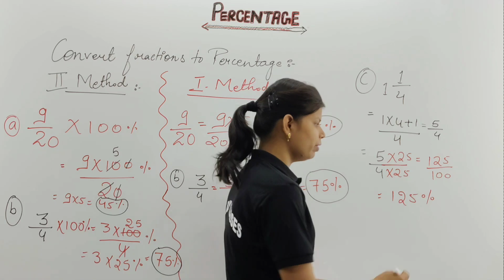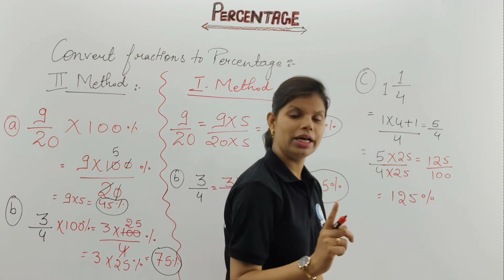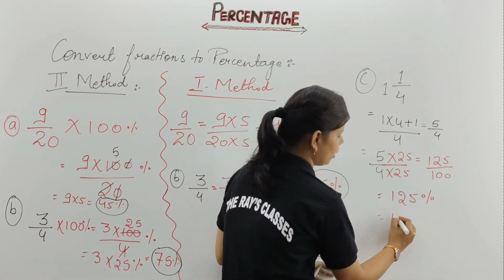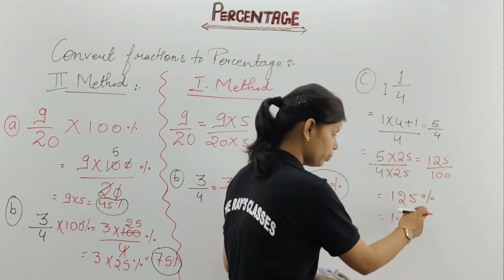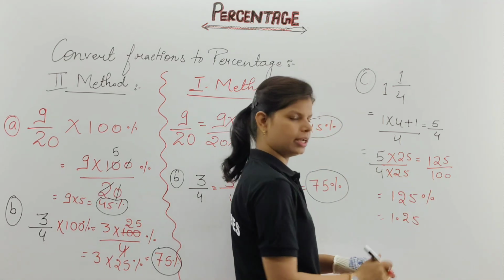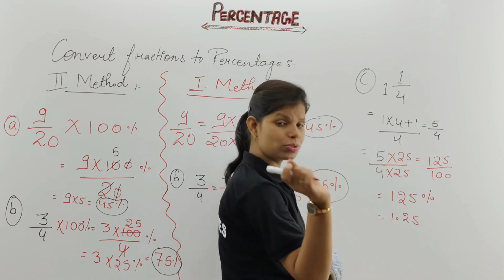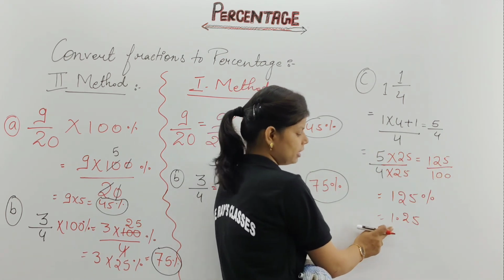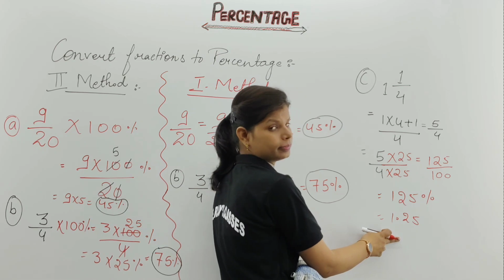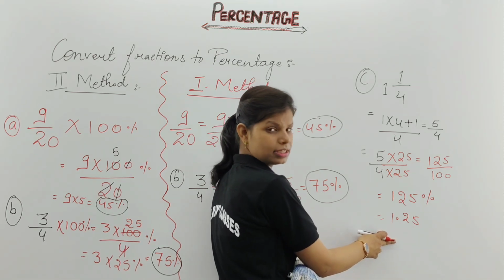Another way, I told them, is dividing with the help of a calculator. Then you will get the answer 1.25. When you have to convert into percentage, you will get 125% directly. But when you just use a calculator to divide 100 by 125, then your answer is 1.25. Do you get my point?